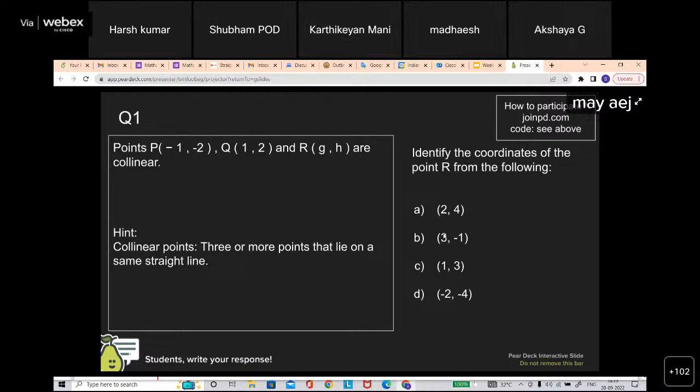And there's also a formula for that: A1 by A2 is equal to B1 by B2 is equal to C1 by C2. We can also use that. Yes, we can also use that. So let's discuss the solution. Those are more steps, like using area of triangle, slope.